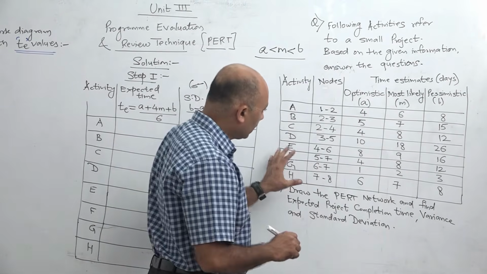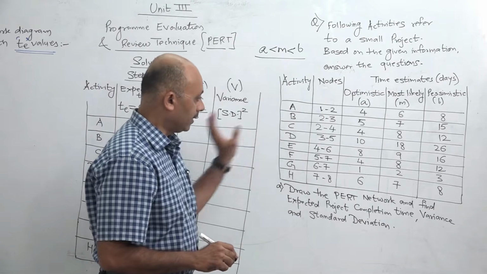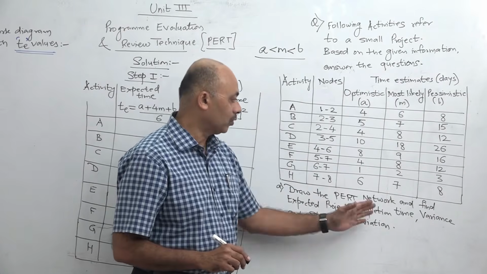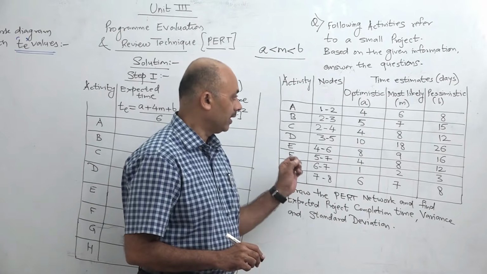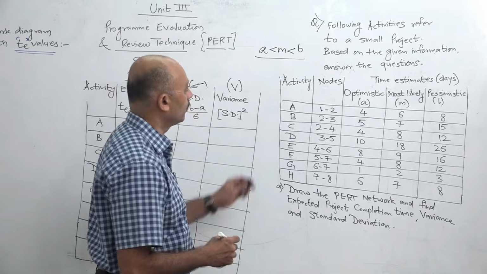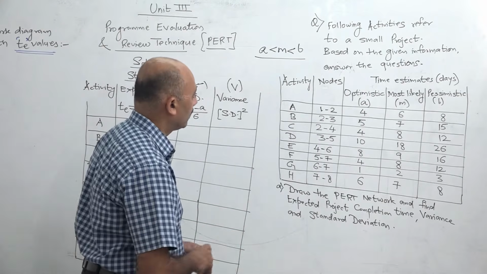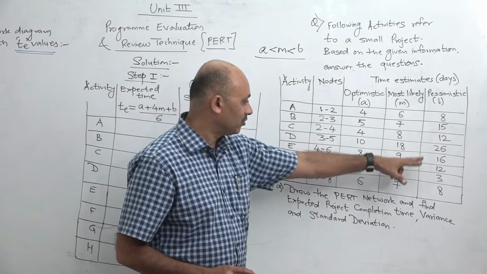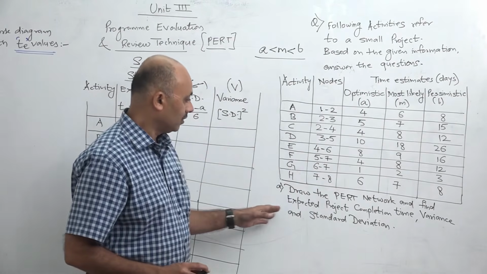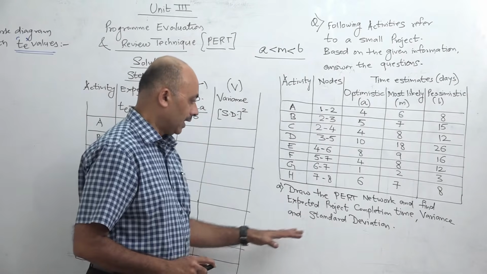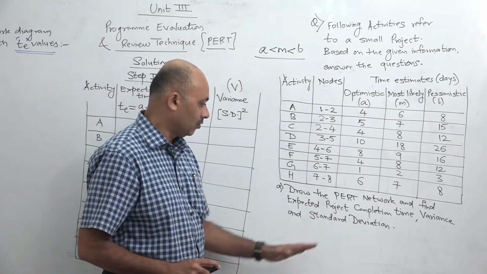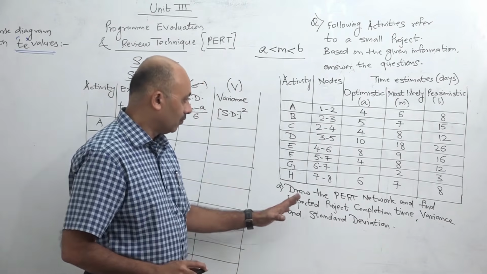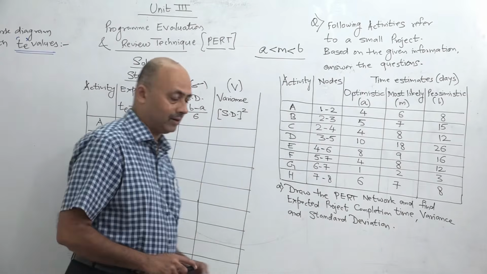So from this data we have to draw the network diagram, but before the network diagram we need to convert these 3 time estimates into a single time estimate, that is called the expected time of the activity. So the question is, the data is given to us, activities are given and their node relationship is also given, and the 3 time estimates of each activity are given, and we are supposed to draw a PERT network diagram and then find the expected project completion time, variance and standard deviation. Variance and standard deviation we will see afterwards. First we will see how to calculate the expected time.